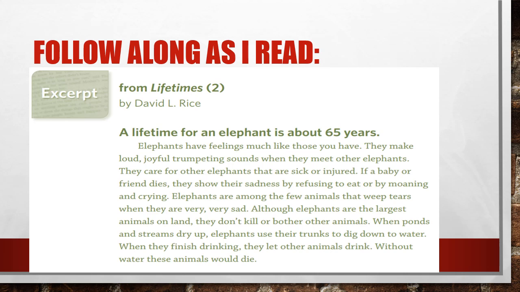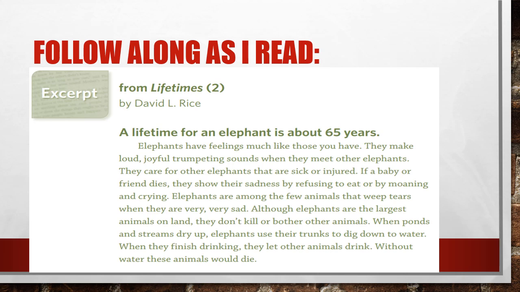Elephants are among the few animals that weep tears when they are very, very sad. Although elephants are the largest animals on land, they don't kill or bother other animals. When ponds and streams dry up, elephants use their trunks to dig down to water. When they finish drinking, they let other animals drink. Without water, these animals would die.